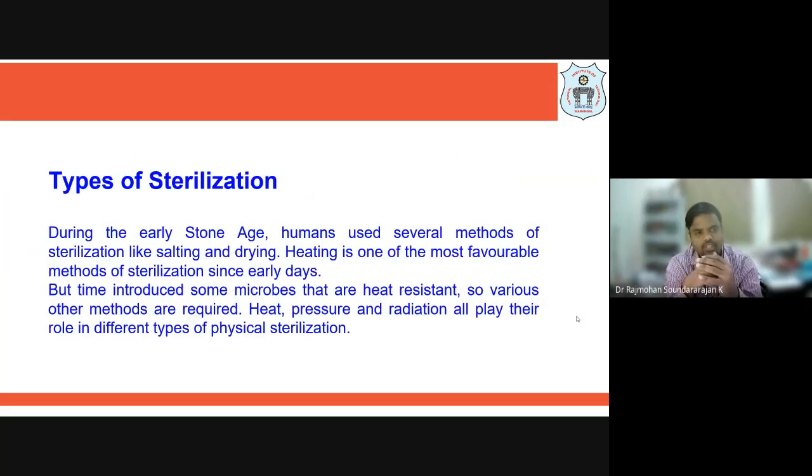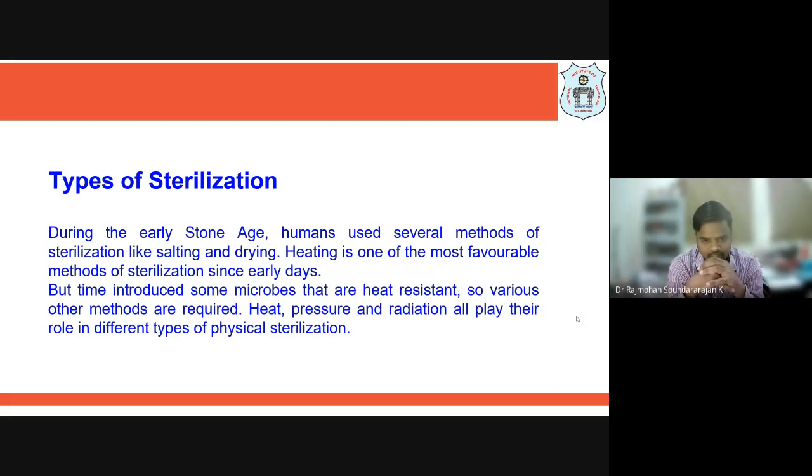Once we know the kinetics and the thermodynamics of the sterilization process, we can move to the different types of sterilization techniques which are being used. As I said, even in the early Stone Age, humans used several methods of sterilizing by salting or drying, right? Dry fish and dry meat were made. People used to apply salt over it, then dry it in sunlight for several days so that they could preserve it and use it during the winter time. Because from hunting times onwards, they didn't get meat every day, right? So once you get something, you preserve it for a long time so that you can eat for a longer time.